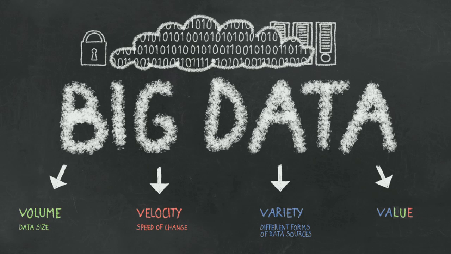Just so we're all on the same page, there are 3 V's we always talk about with big data. We talk about volume, how much data; velocity, how fast the data is coming in and out of the system and how fast data is changing; and also variety, the different kinds of data that are being stored and captured.